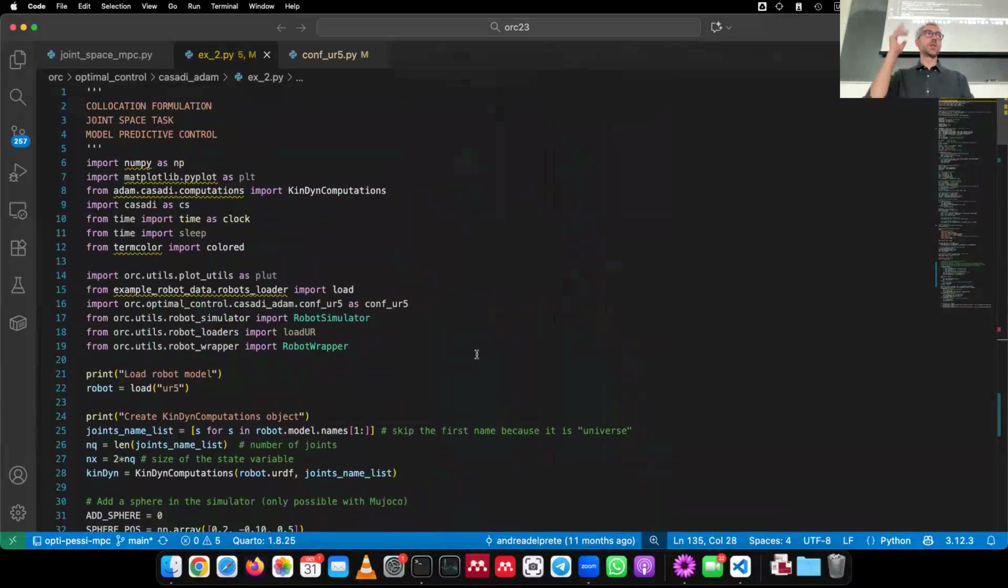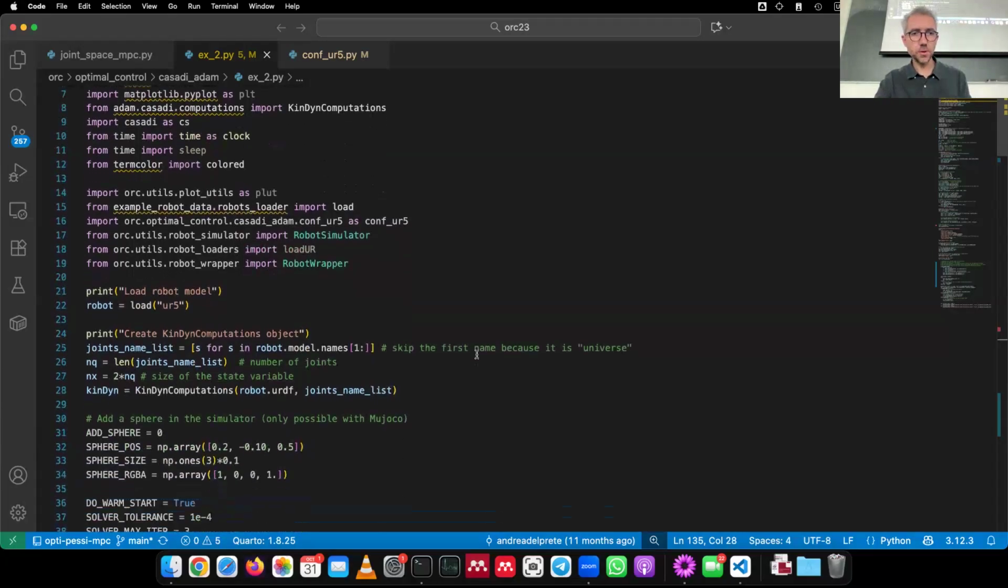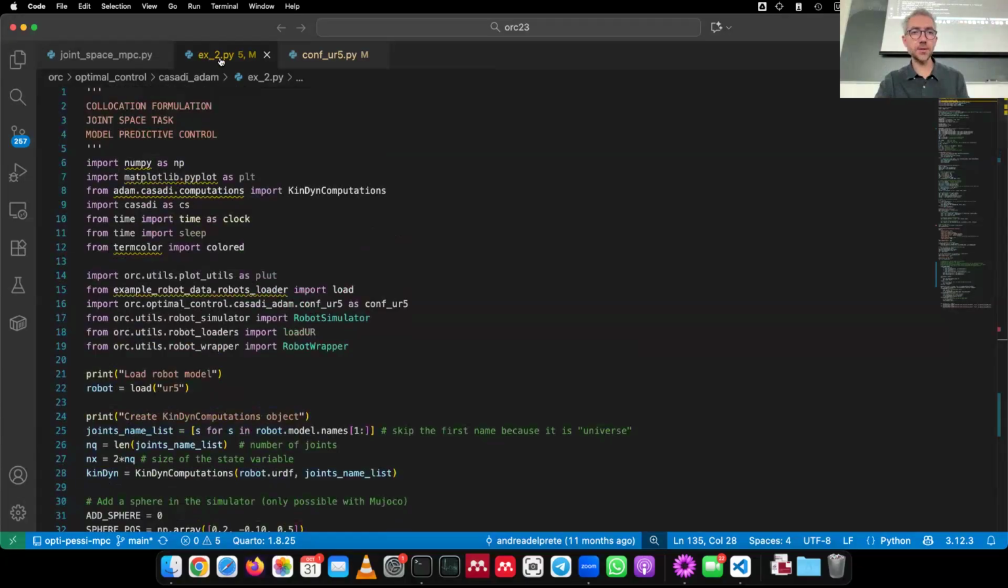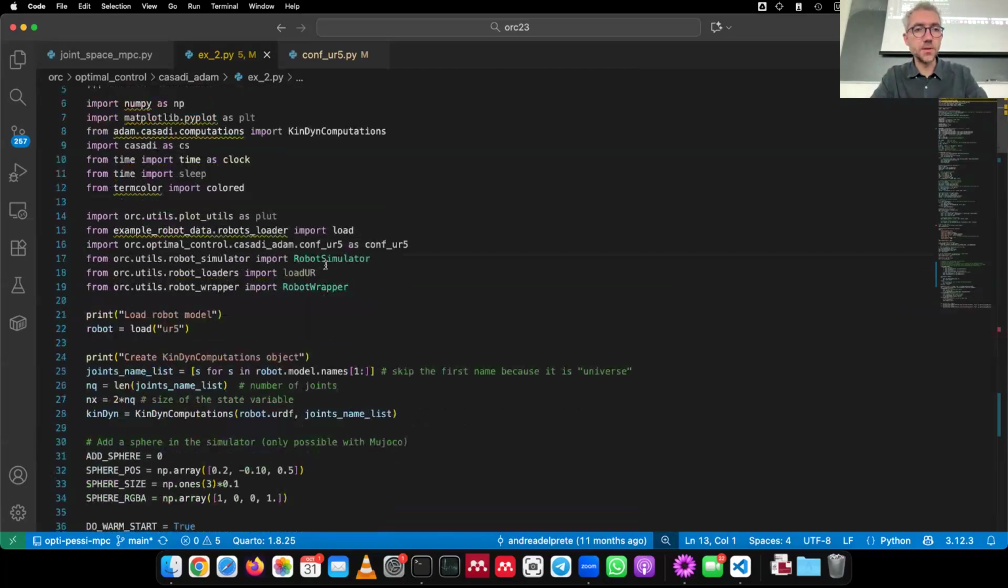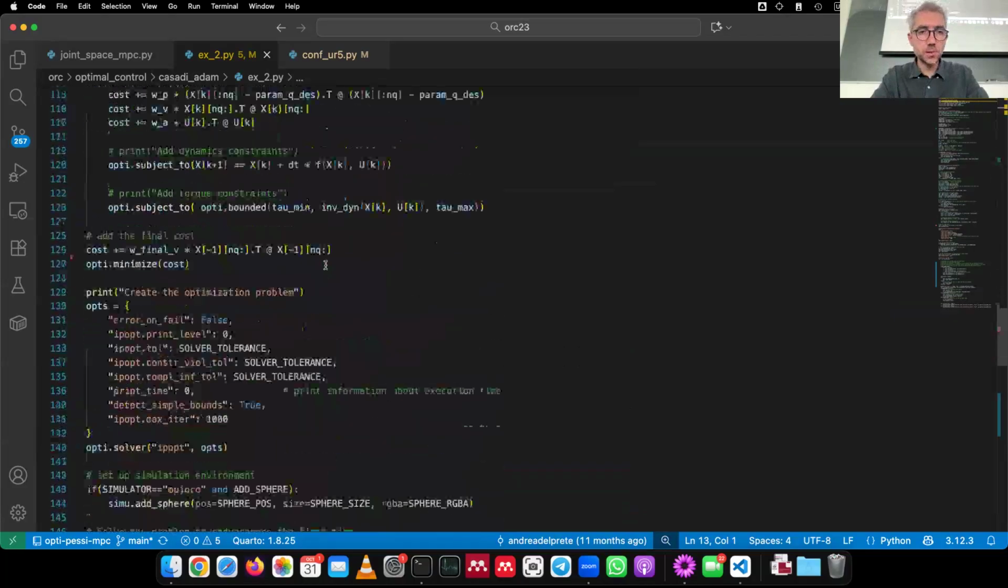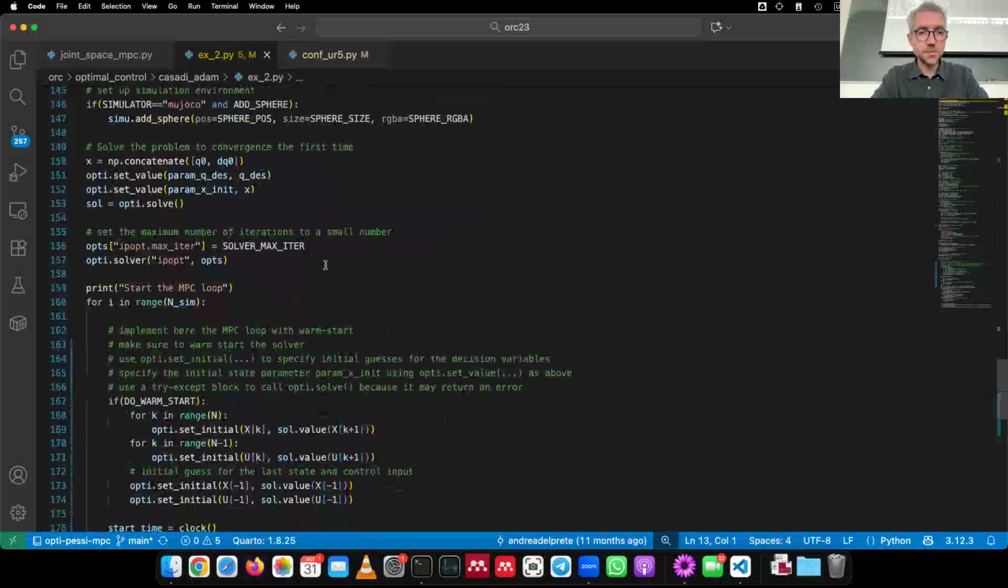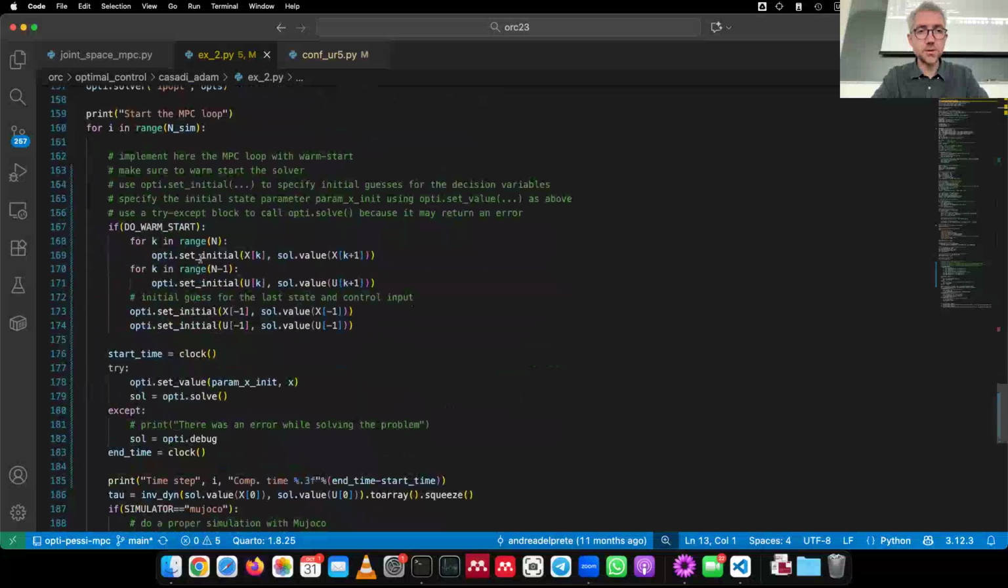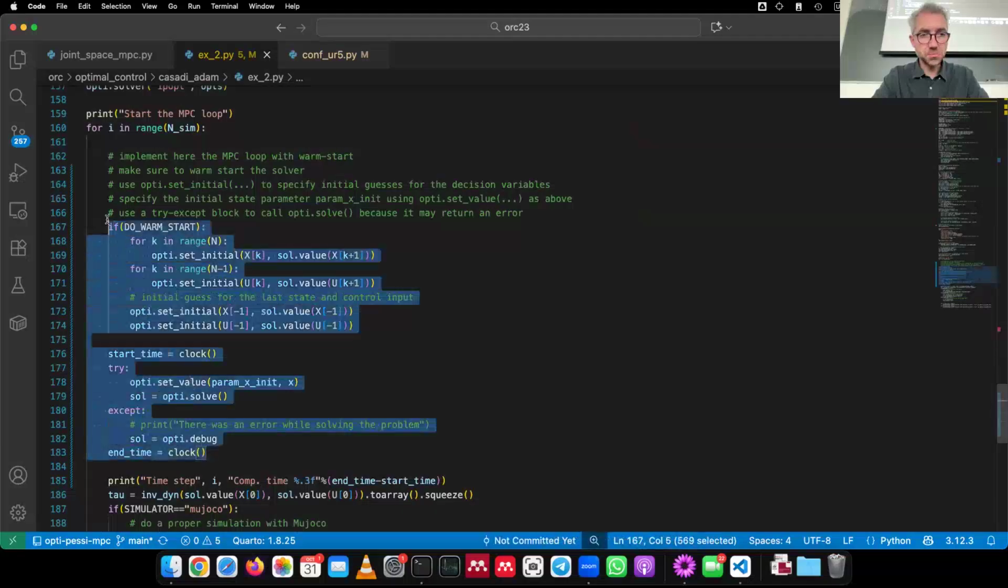Today, we're going to continue with our lab session from last time on Model Predictive Control. So this was the script we were working with. It's called X2, and it's in the folder Optimal Control Casadi Adam. So you can open it if you haven't already. And what we were doing last time is basically implementing the code that goes inside the MPC loop. And that code consisted mainly of these 20 lines.